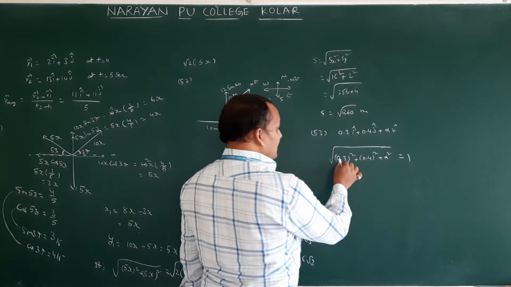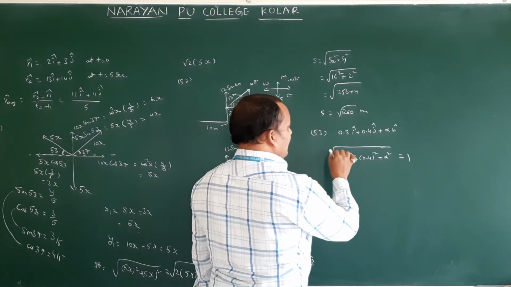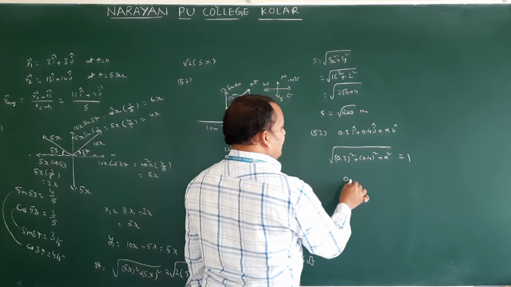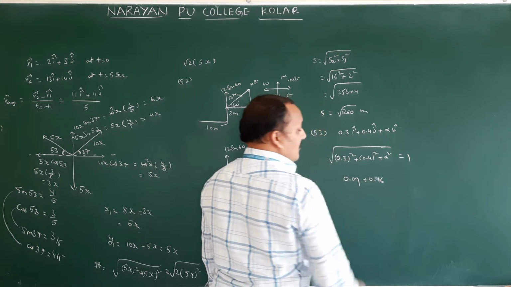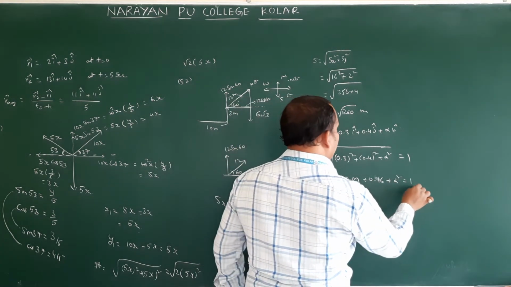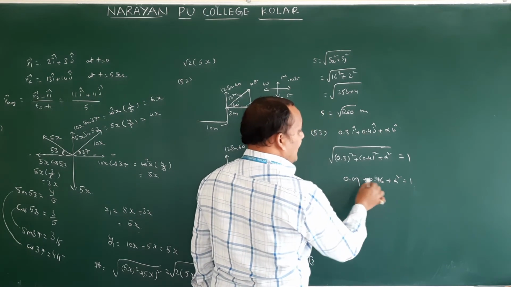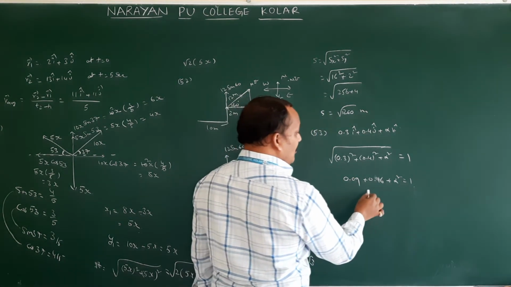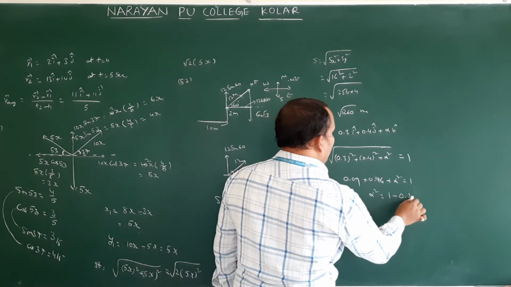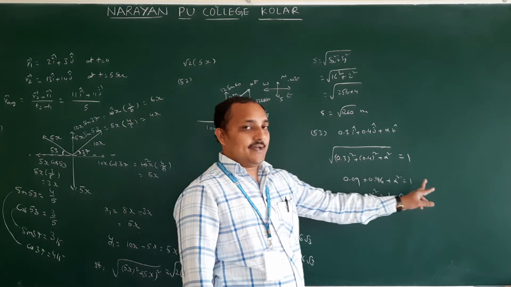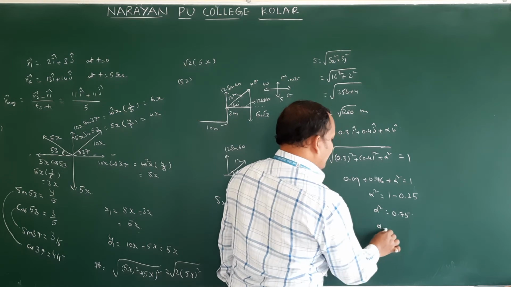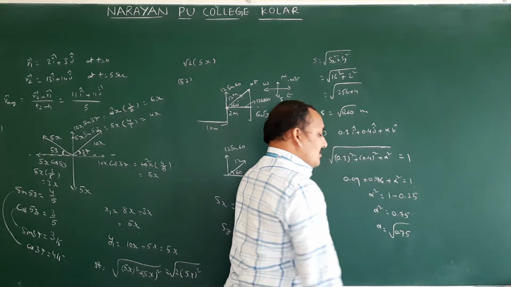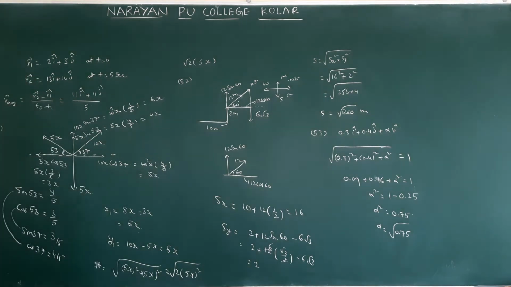Unit vector means that. So taking the square root on both sides, the square root will be cancelled. 0.3 square is 0.09, 0.4 square is 0.16, plus alpha square equal to 1. If you add these two, 16 plus 9, 0.25. Alpha square equal to 1 minus 0.25. Sending 0.25 to that side, alpha square is equal to 0.75. Then alpha equals root 0.75. So option 2 is the answer. Next is question number 54.